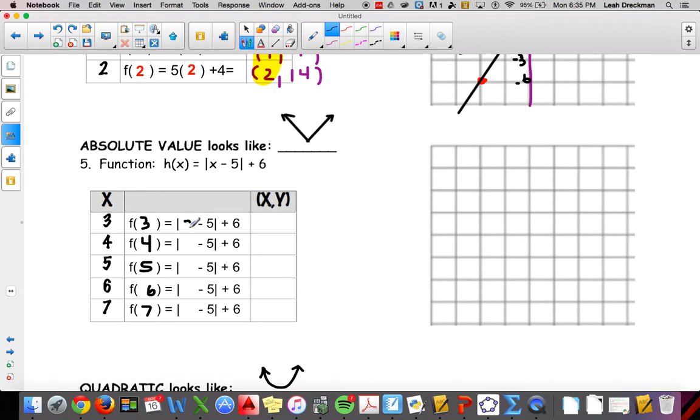So on the first row, our input of 3 means we're going to replace x with 3. 3 minus 5 is negative 2. But realize when you take the absolute value of a negative 2, absolute value always makes it positive. So this will be positive 2 plus 6 is 8. So an input of 3 gives us an output of 8. All right. Go ahead and pause the video, and I want you to try the rest of this one on your own.